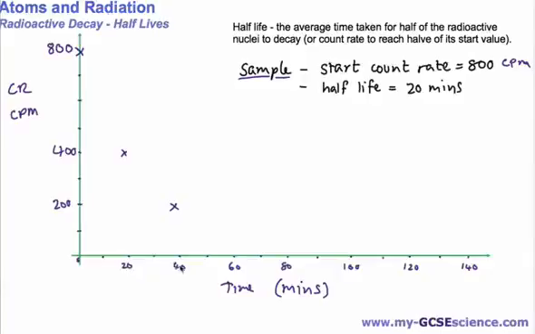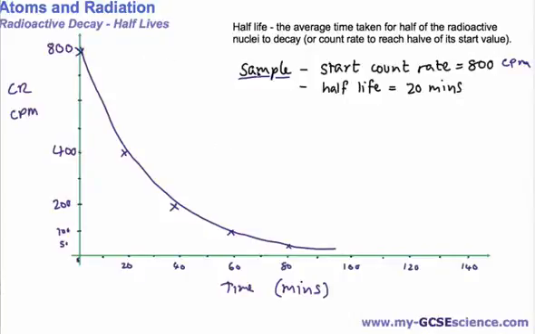So a further 20 minutes later, that's from 40 to 60, we halve our 200, that's down to 100, so that's roughly there, and then we could carry on down to 50, say, and that's around about there. And we can join these points up. That's not done perfectly, but I think you get the idea. We can join these points up, and here we have drawn our radioactive decay curve for this sample that we were talking about in the question.